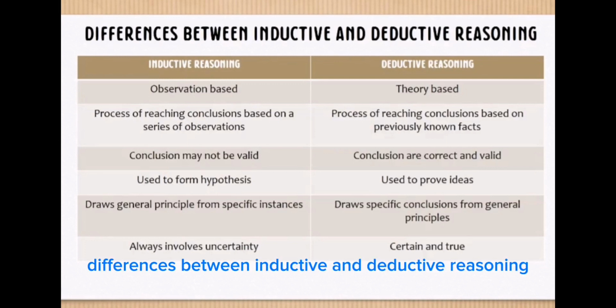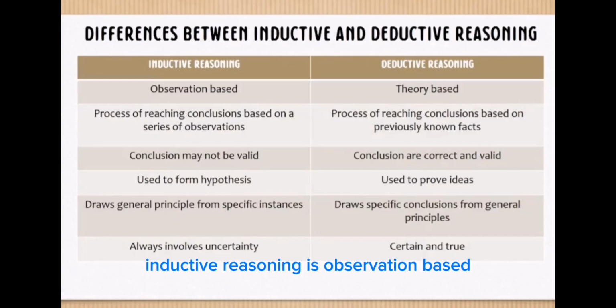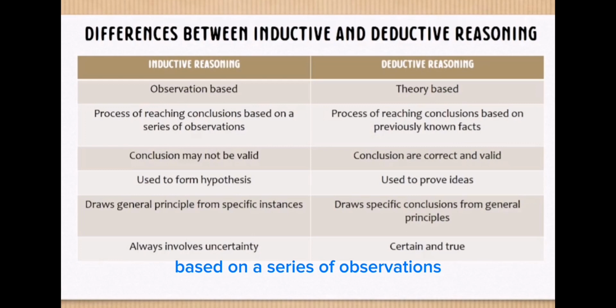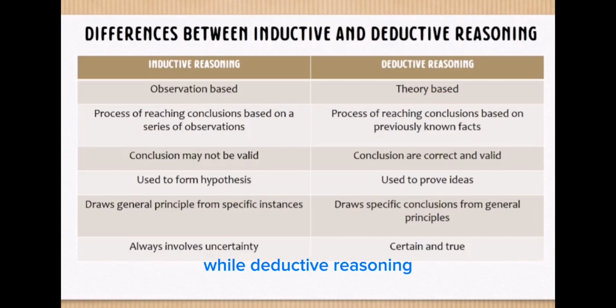Differences between inductive and deductive reasoning. Inductive reasoning is observation-based, while deductive reasoning is theory-based. Inductive reasoning is the process of reaching conclusions based on a series of observations, while deductive reasoning is the process of reaching conclusions based on previously known facts. In inductive reasoning, the conclusion may not be valid, while in deductive reasoning, the conclusions are correct and valid.